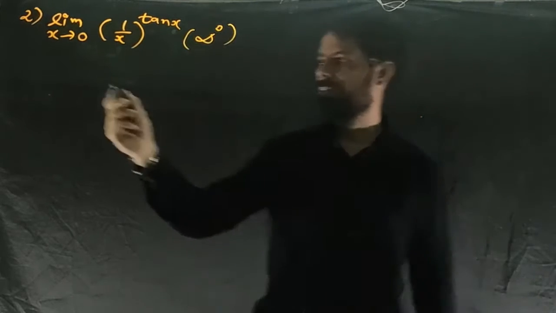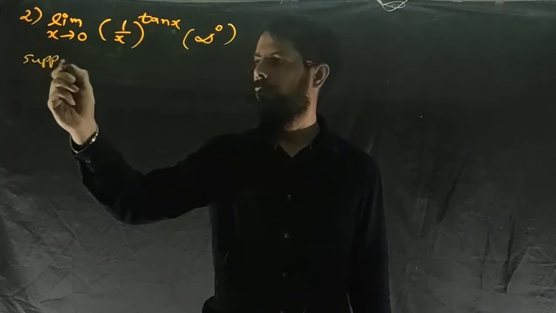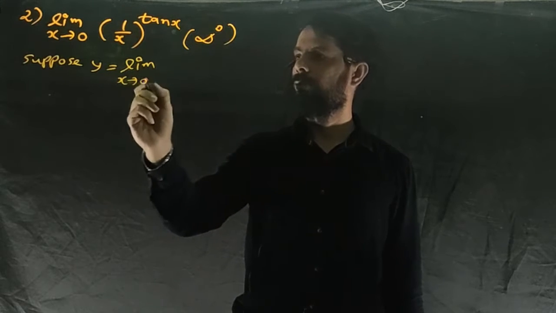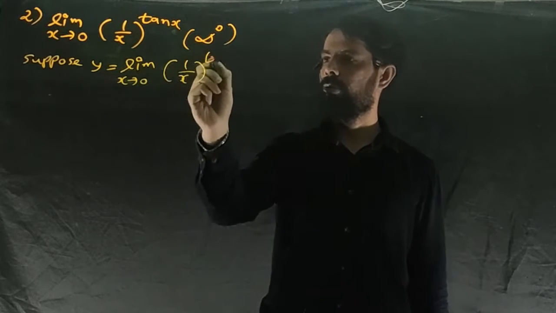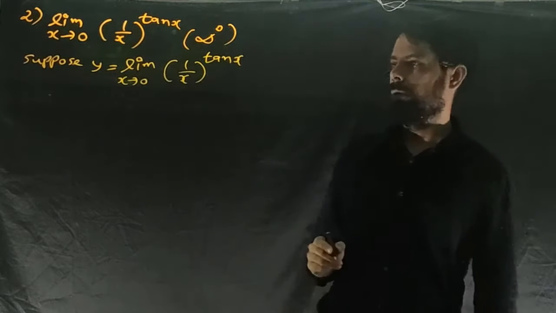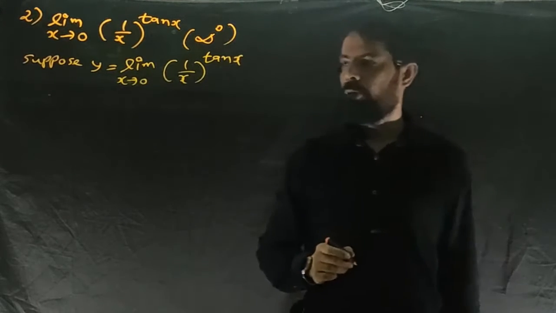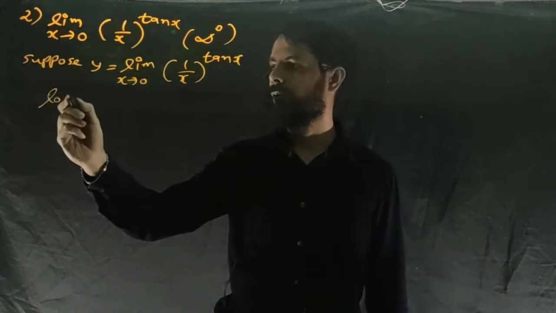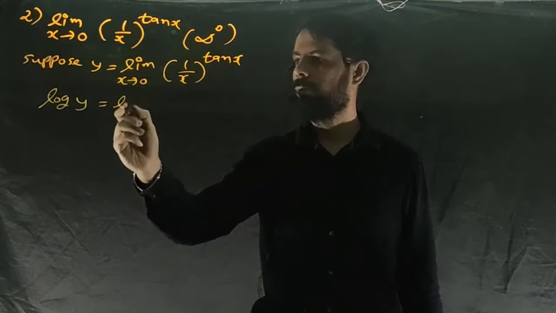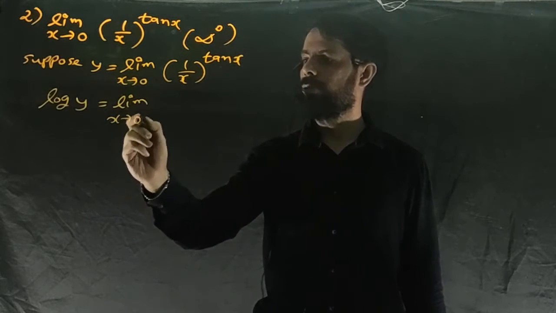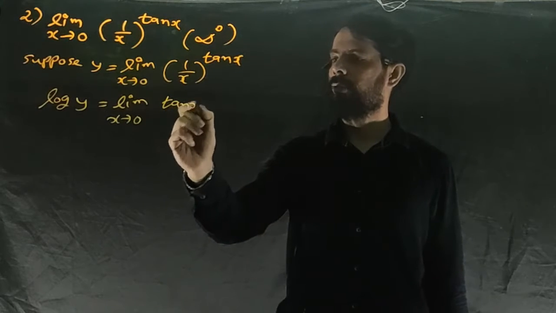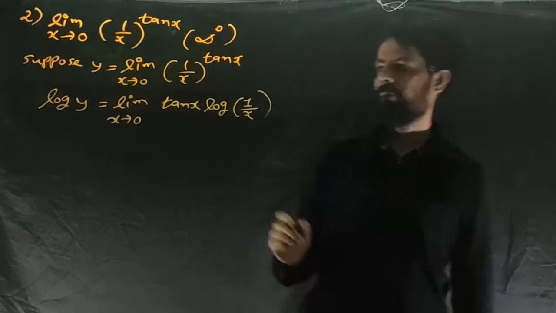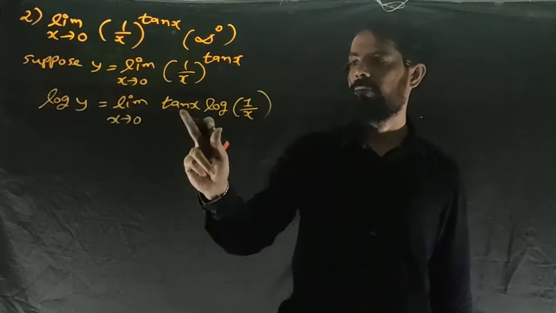So first of all we will suppose y is equal to limit x tends to 0, (1 divided by x) whole raised to tan x. Now to solve this type of form, we will have to take logarithm both sides. So taking log both sides, it will be log y is equal to limit x tends to 0, then it will be tan x into log (1 divided by x), because if we are taking logarithm, then tan x will come here.